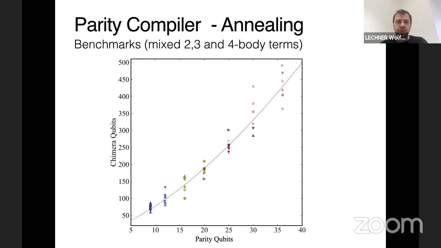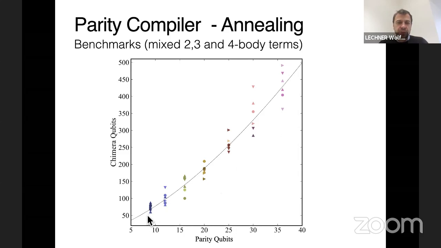One is for the annealing. So imagine the benchmark is based on Hamiltonians which contain randomly 2-body, 3-body, and 4-body terms, which we then decompose, and we use 2 compilers. On the left side, we use the D-Wave compiler, which was available by D-Wave. On the bottom side, we show the number of qubits that we need in the parity transformation.